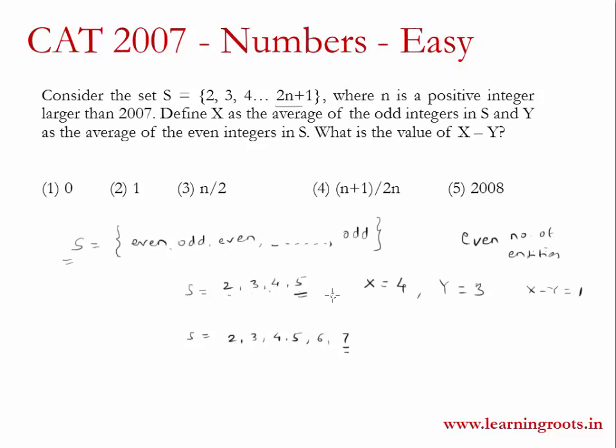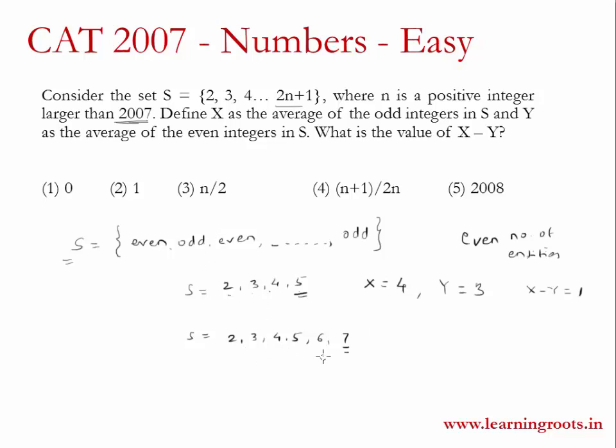Now, some of you might be wondering why am I doing this where it's already mentioned that n is larger than 2007, because the importance here is not this number 2007, but that for every set, if we can prove that x minus y is the same, we'll get our answer quickly.